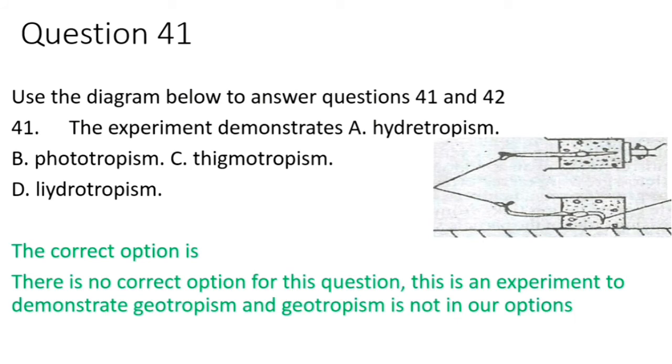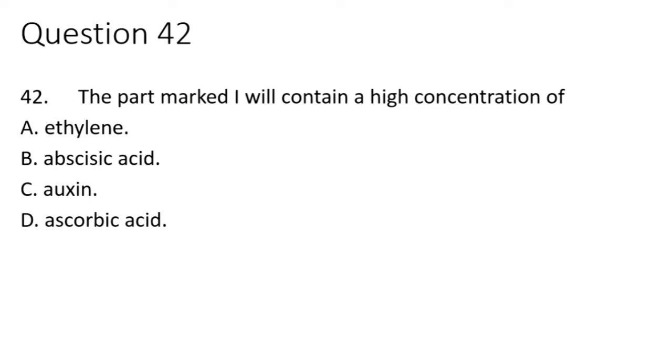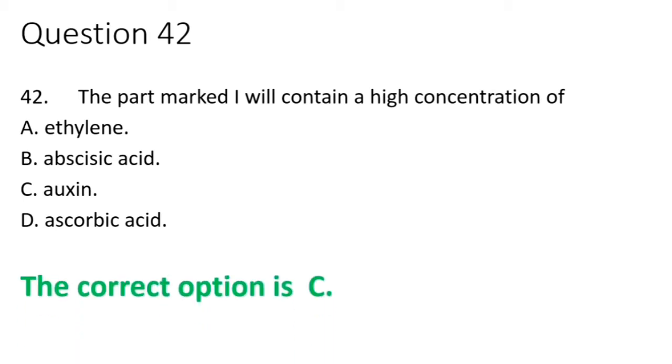Now, the part marked 1 will contain a high concentration of A, ethylene; B, abscisic acid; C, auxin; D, ascorbic acid. If you look at the part labeled 1, before the radicle comes, there will be a higher concentration of a plant hormone called auxin, a growth hormone, that will make this point grow quicker than the place far away, so that it will bend over. So at the point labeled 1 here, there will be a high concentration of auxin. So C is the correct option for question number 42.